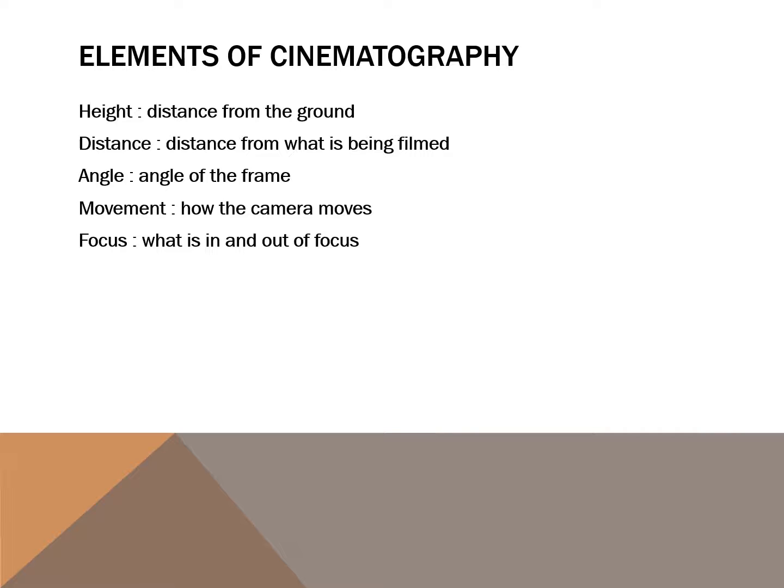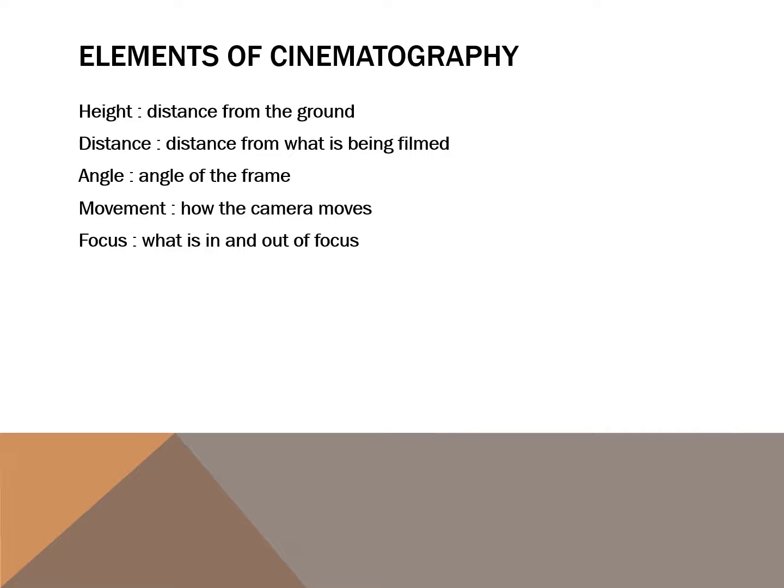So height of the camera is the distance from the ground. The distance we're talking about for the second element is the distance the camera is from what is being filmed, whether it's a physical distance of the camera or the use of zooming in and out. The angle is the angle of the frame. Is the camera pointing up at the action, straight at the action, down at the action, and so on.